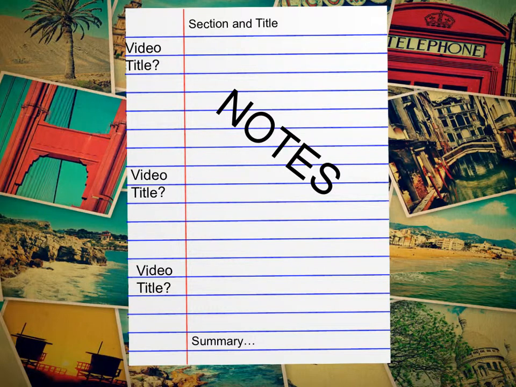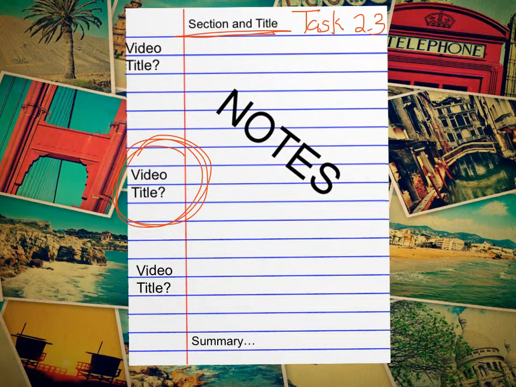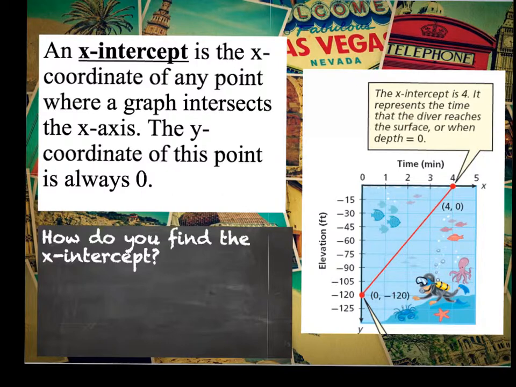Here's a reminder of how your note should be set up. This is going to be video title number 2, and at top here is where you have the task 2.3 written. Like I said before, this is just to reinforce your knowledge of x and y intercepts. So I'm just going to go through the particulars and you can write these notes down. If I was you, I would pause the video, write down these notes, and then begin playing and listening to me go over this information.